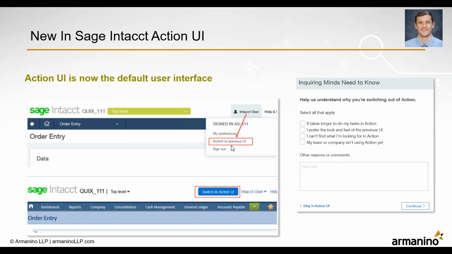To switch to the previous UI, you're just going to hit your name up at the top right corner of any screen, and it's going to take you to your user preference or that little drop-down menu right there, and you're just going to hit switch to previous UI.